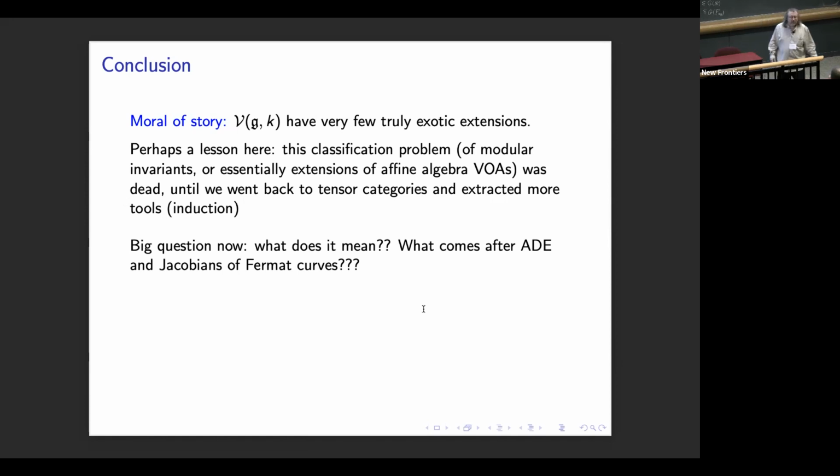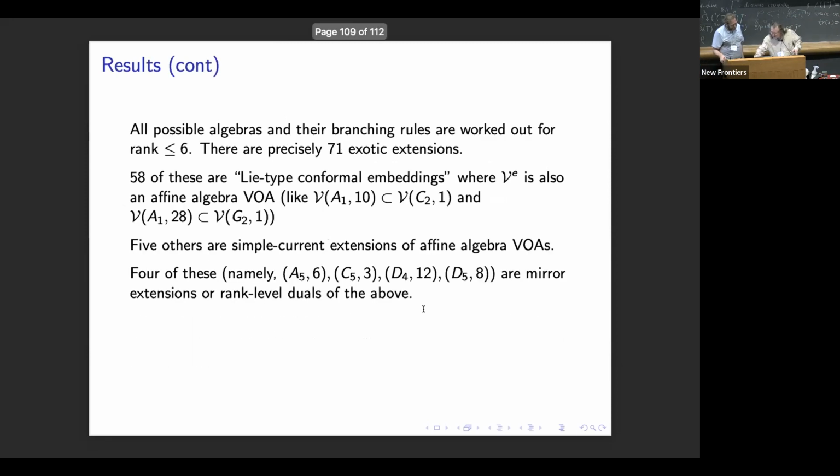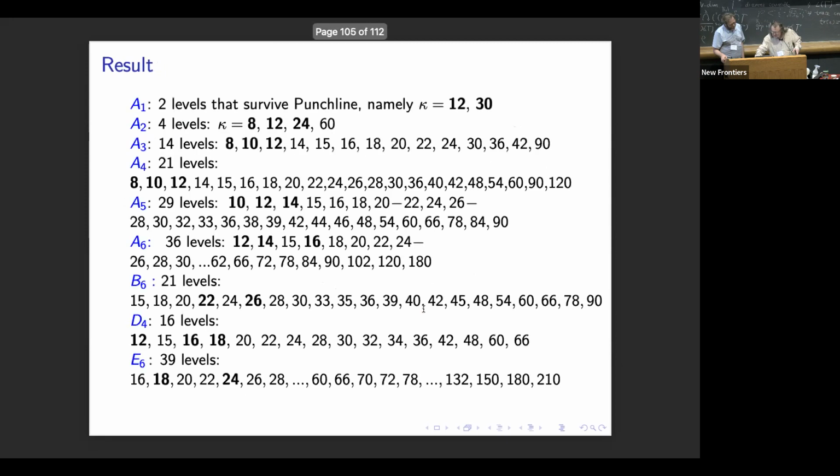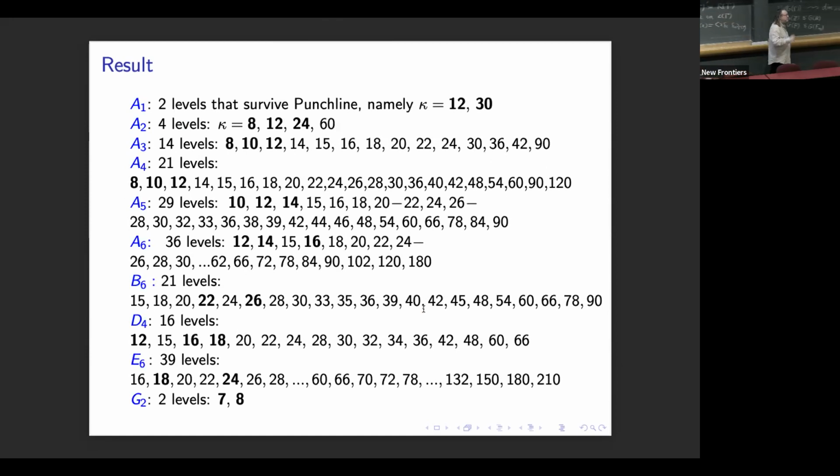Okay, other questions? Hi, Zheng Wang. Your G2 level surprised me. Are you sure it's a 7 and 8? I might not have made it clear. In these things, I've added the level. So I'm using kappa, what I'm calling kappa, which is the level plus the dual Coxeter number.